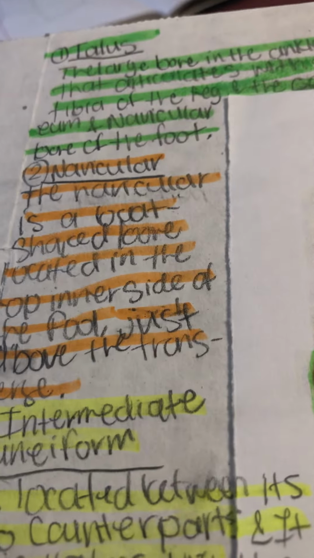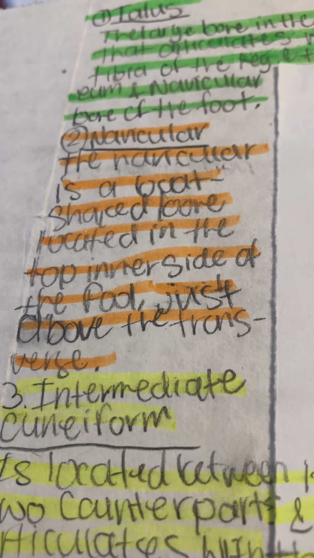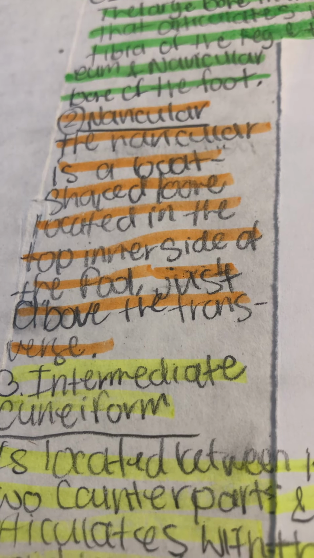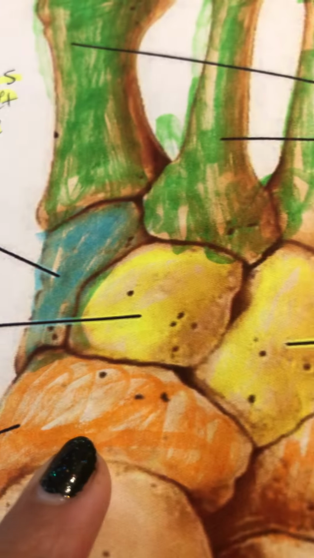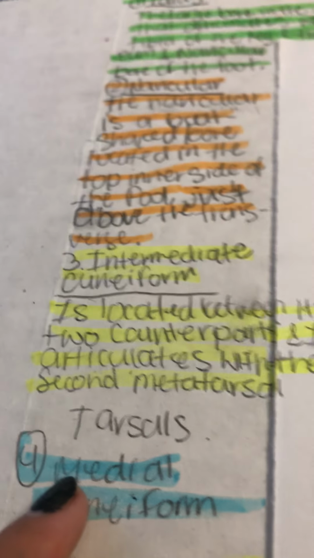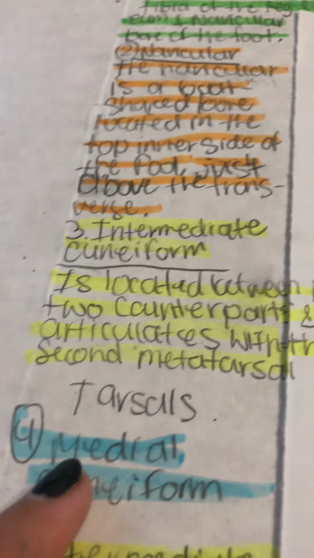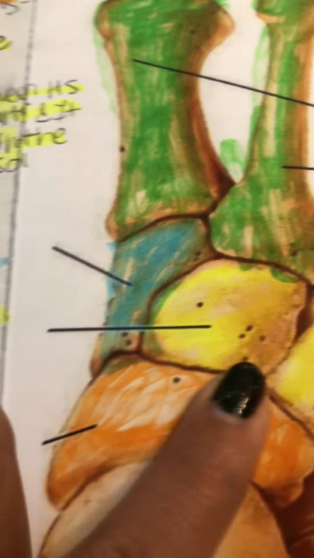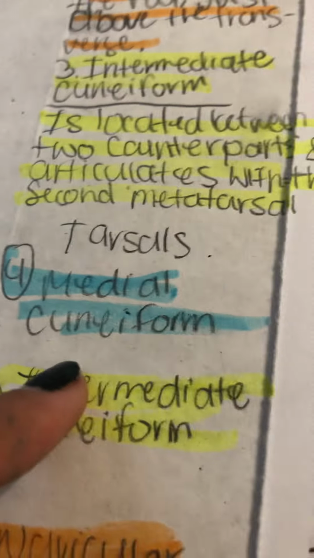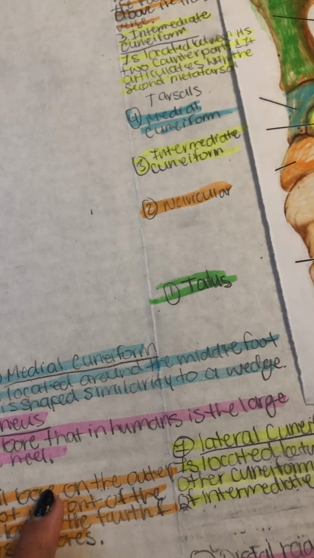Number two, the navicular. The navicular is a boat-shaped bone located on the top inner side of the foot, just above the transverse, which goes right here. Number three, the intermediate cuneiform is located between its two counterparts and articulates with the second metatarsal, which goes right here. Number four is located around the middle of the foot. It is shaped similarly to a wedge, which goes right there.